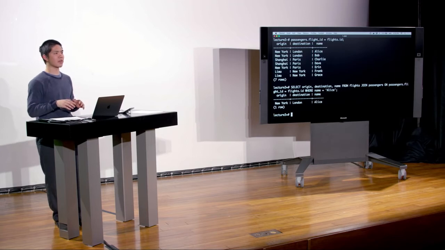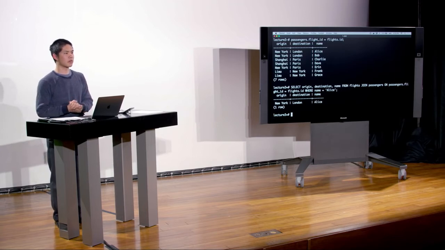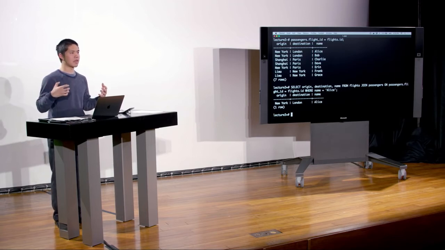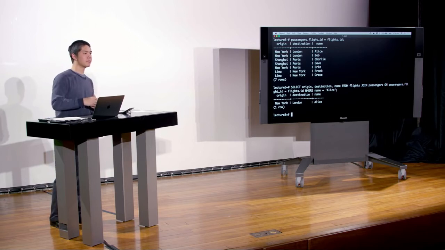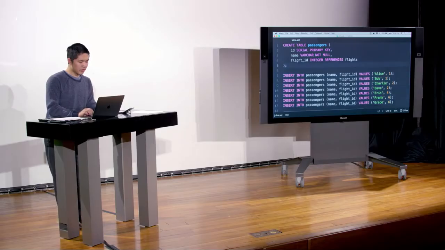Questions about that join syntax and how that worked? So it was how we were taking two tables and combining them together. Yeah? I have a question about the reference, when you're defining the passengers table. When you insert it, if you would put some ID that was illegal, would this row not go in? Good question.